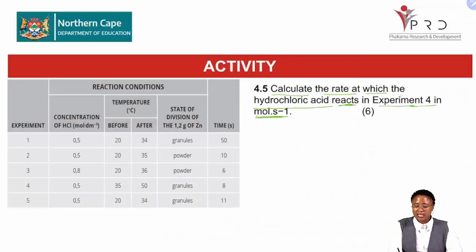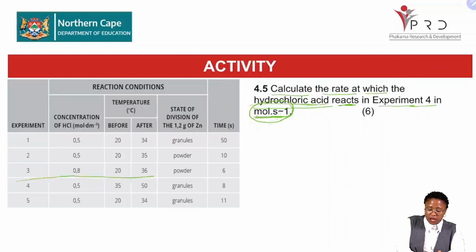Remember, we said that rate can be calculated using either moles per second, concentration per unit time, or also the mass per second or per unit time, depending on what the examiner is saying. So here the examiner has guided you to say they want their rate to be in moles per second. That means they are looking for the number of moles. Do you want to calculate the rate as the change in number of moles of reactants or products per unit time? So here we are calculating for hydrochloric acid for experiment 4.